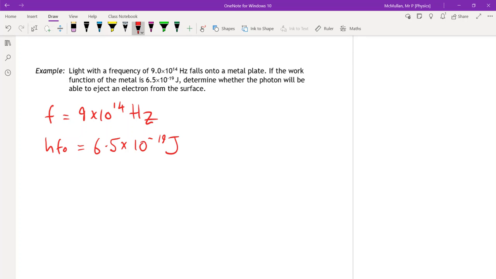So we've got frequency, we've got work function. We can work out the energy of the photons that are incoming to the metal plate by doing E equals hf. The tricky thing with this topic is just getting your head around the terms, which term means what, and that's just through practice, unfortunately.